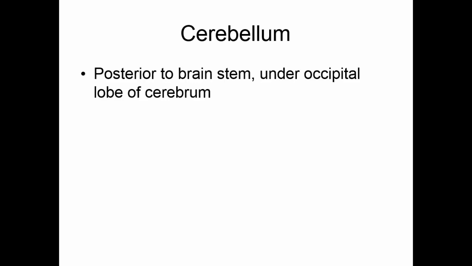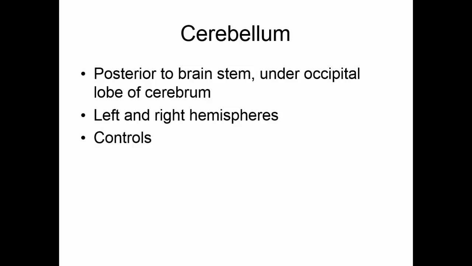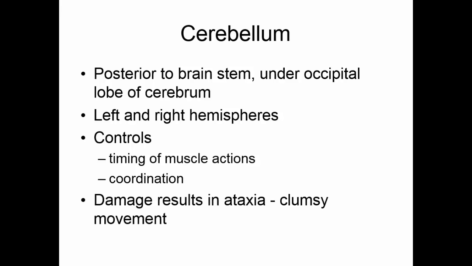The cerebellum is tucked under the cerebrum and behind the brainstem. It too has left and right hemispheres. This is an unconscious part of the brain, but it helps control the timing of muscle actions and your coordination. Whenever you go to move your arm, that's a conscious thought that you're going to pick up a book, for example. But dozens of muscles are involved in that movement. It's the cerebellum that makes sure all of the muscles move at just the right time so you have a nice, smooth movement. If the cerebellum is damaged, you may have something called ataxia.